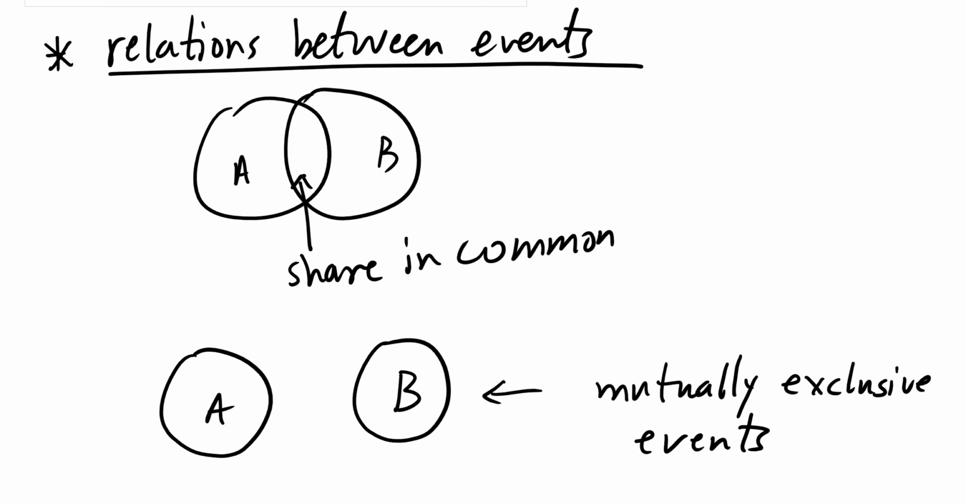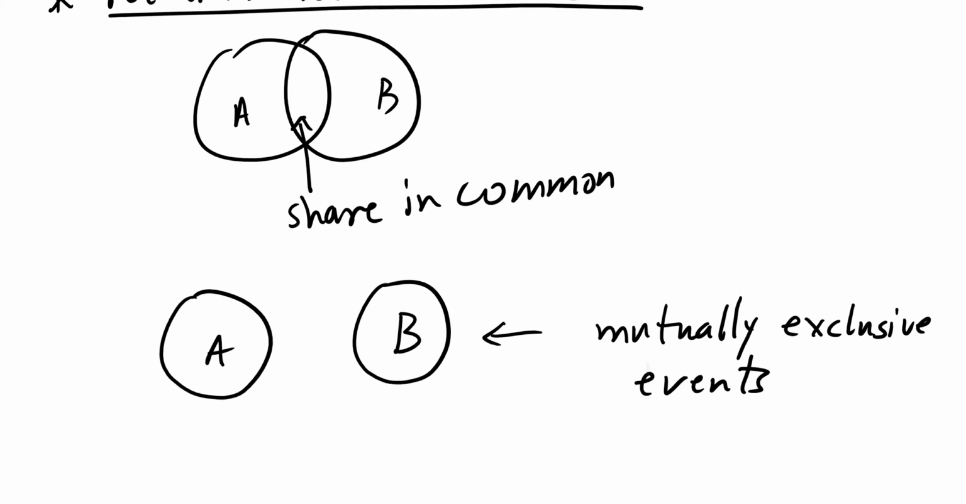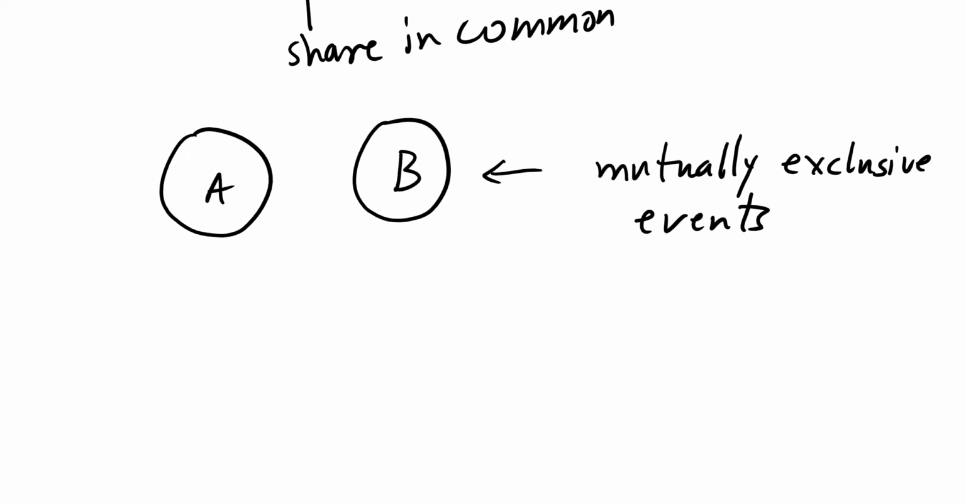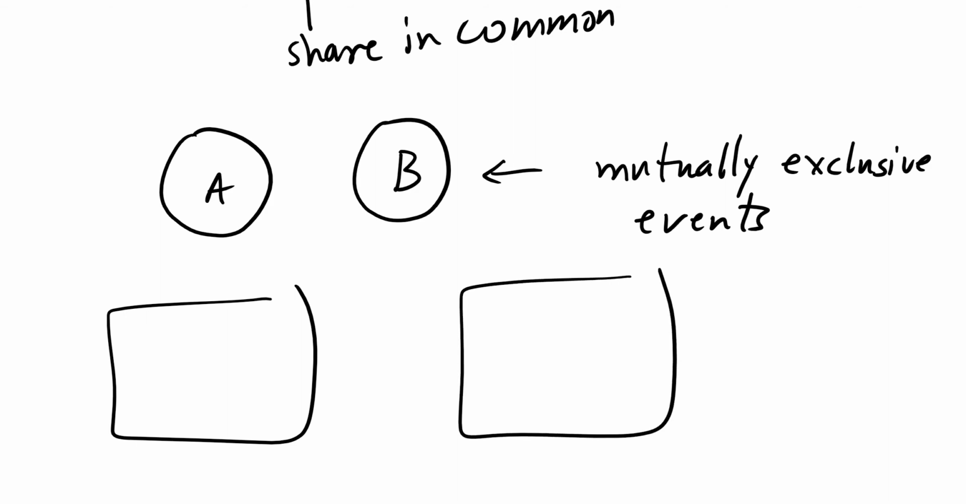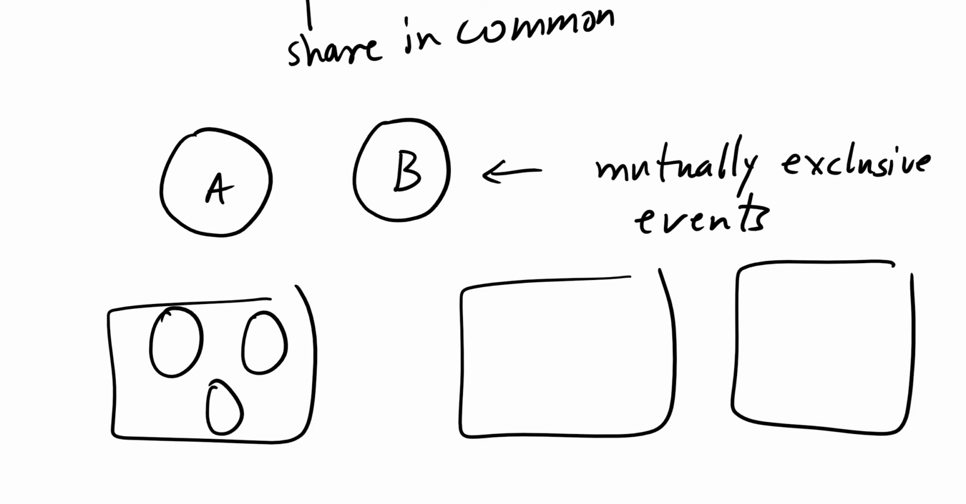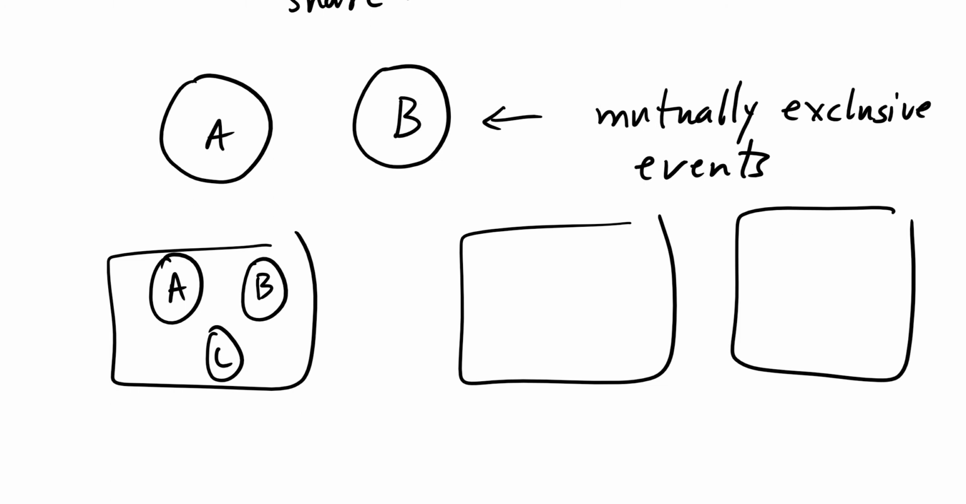Mutually exclusive events could be 2 or more that do not overlap. Okay, now what happens if we have 3 events? Let me draw them in sets like this. A possibility could be event A, event B, event C. In this case, those are called 3 mutually exclusive events.